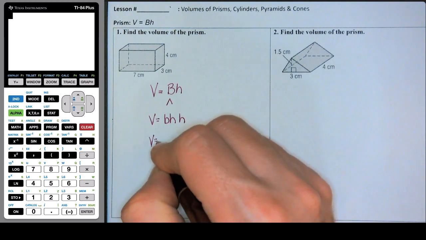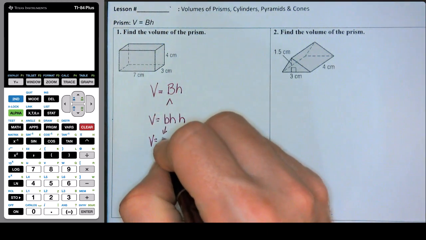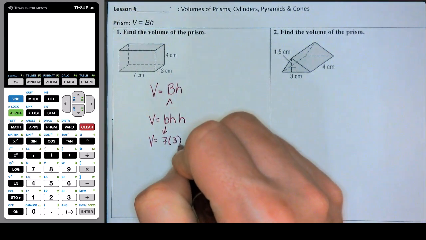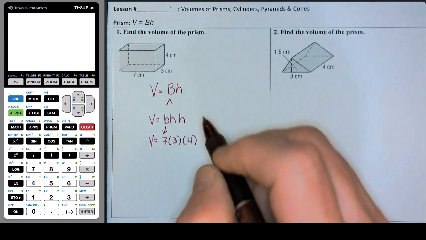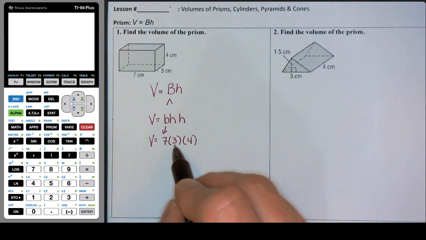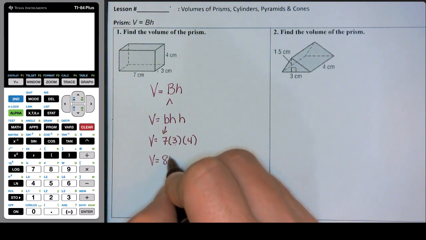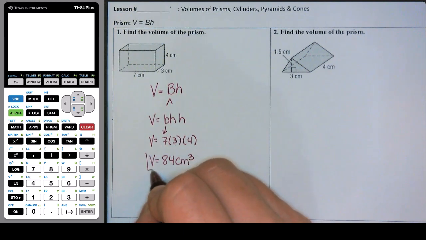Okay, so there we go. We have the base of the rectangle, which is 7, times its height, which is 3, times the height of the prism, which is 4. So 7 times 3 is 21, times 4 is 84. So this would be 84 centimeters cubed. And there we go.